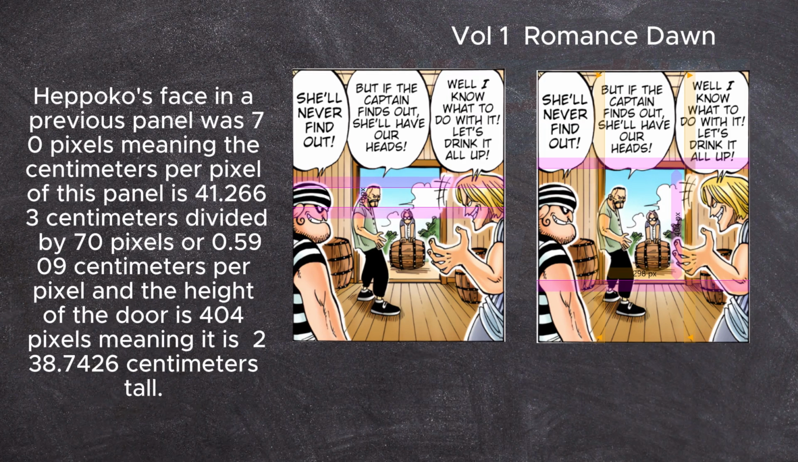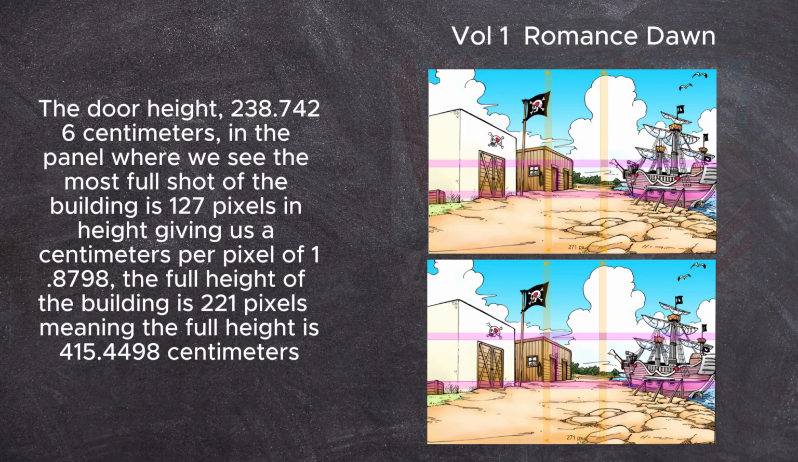Hepiko's face in a previous panel was 70 pixels, meaning the centimeters per pixel of this panel is 41.2663 centimeters divided by 70 pixels, or 0.5909 centimeters per pixel, and the height of the door is 404 pixels, meaning it is 238.7426 centimeters tall. The door height, 238.7426 centimeters, in the panel where we see the most full shot of the building is 127 pixels in height, giving us a centimeters per pixel of 1.8798.